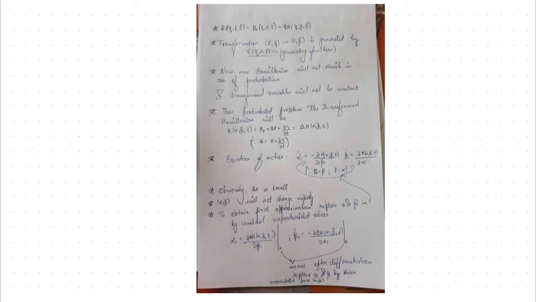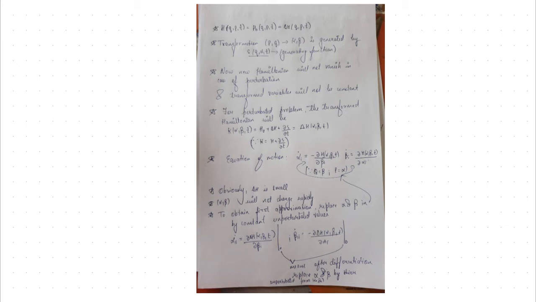So now the new Hamiltonian, when I consider the unperturbed Hamiltonian plus the perturbed Hamiltonian, at that time the new Hamiltonian will not vanish and the transformed variables will not be constant. Obviously there will be change, so calculations will change, and we will observe that the new Hamiltonian will not vanish and the transformed variables will not be constant.